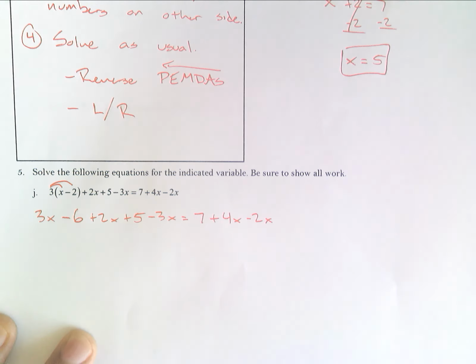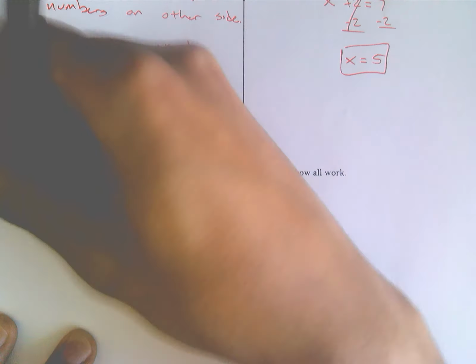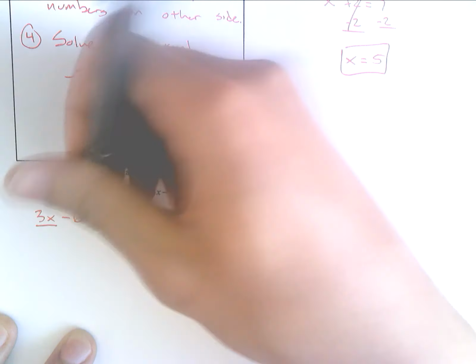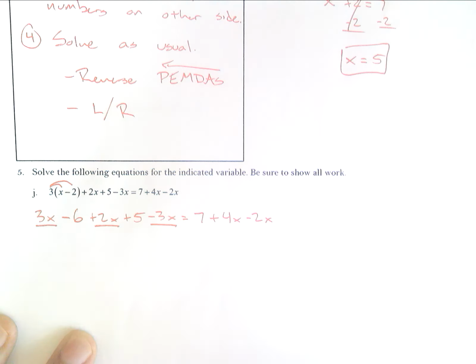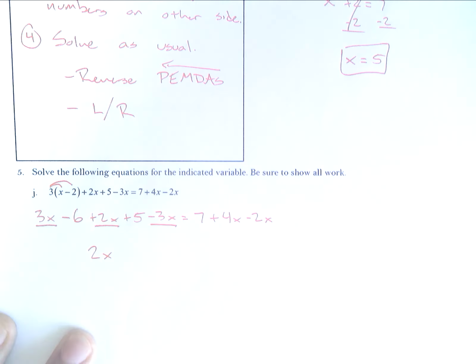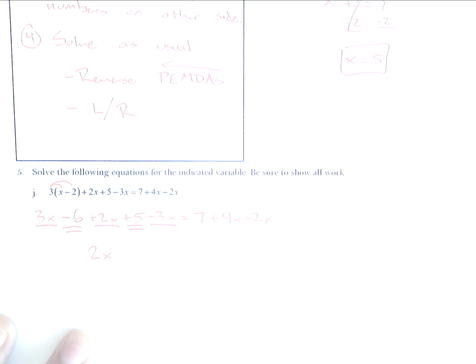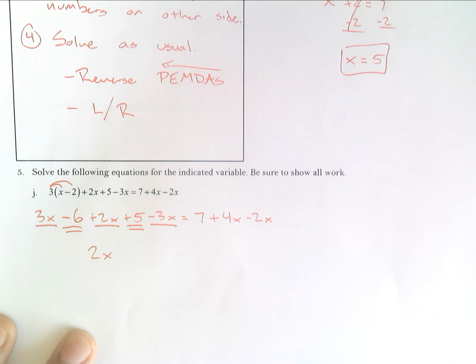Step 2 is to combine like terms on each side of the equal sign. So let's look at the left-hand side. We have 3x, 2x, and negative 3x. So 3 plus 2 minus 3 gives us 2. So 2x. And then we combine our numbers. I have a negative 6 and a plus 5. So negative 6 plus 5 gives us negative 1.